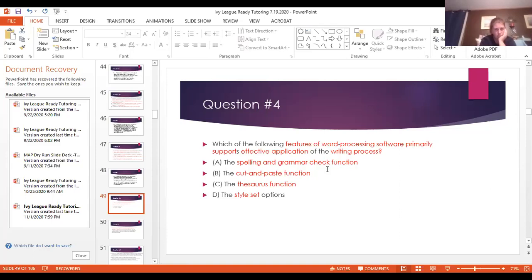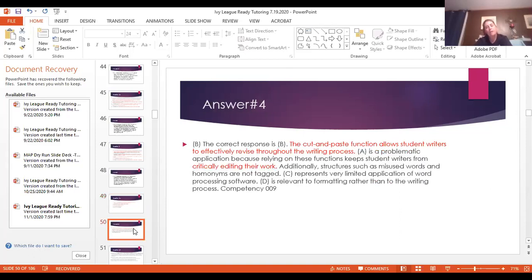So the best word processing software would be the cut and paste function, because it's going to help with the revision. With revision, you are taking sentences out, you're also putting them in. So using the cut and paste function, does that make sense? The cut and paste function allows student writers to effectively revise throughout the writing process. So A is problematic because relying on these functions keeps student writers from critically editing their work. You want to stay away from those word processing functions where they're not able to edit their own work.